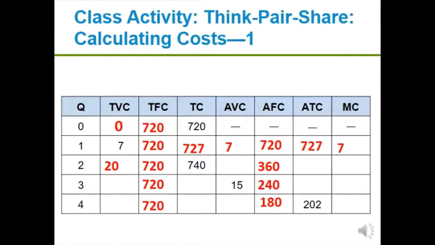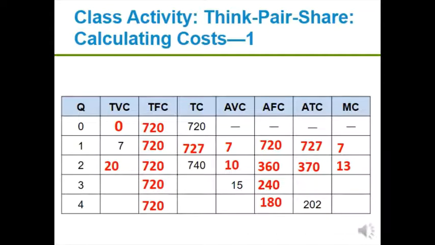And now we have all the information we need to calculate averages. At $20 of total variable cost and 2 units of output, our average variable cost is $10. And at $740 of total cost and 2 units of output, our average total cost is $370. We can also calculate our marginal cost here because our variable costs increased by $13 to get 1 additional unit of output.